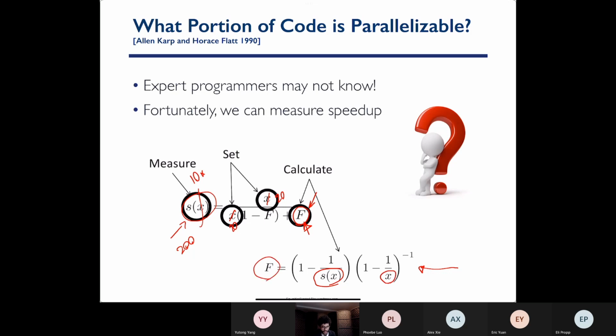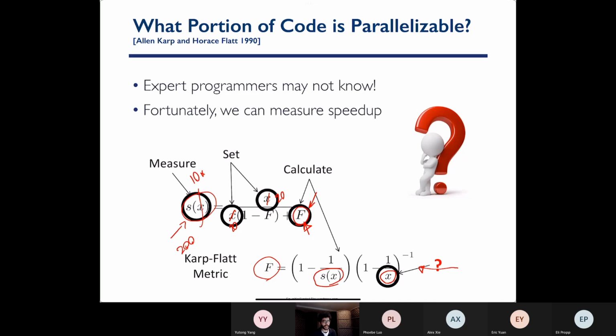Now, one thing about this is the question you might ask is, for what x should I measure my speed up? Because I can measure my speed up with 20 cores, I can measure my speed up with 200 cores, I can measure my speed up with 10 cores. What should I set x to? Now, if everything was ideal, it wouldn't matter. If you set x to 10 or 20 or 100, it wouldn't matter. If Amdahl's law was perfect, then it wouldn't matter what you set x to.